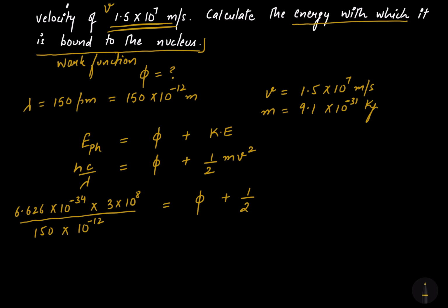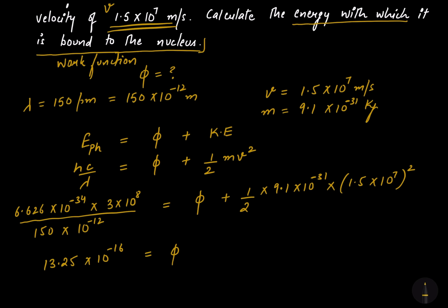What's the value of m over here? It's 9.1 into 10 to the power minus 31. And what's the velocity given in the question? It's 1.5 into 10 raised to power 7, squared. Now, the energy of photon after evaluation comes out to be 13.25 into 10 raised to power minus 16 joules, which is equal to the phi.